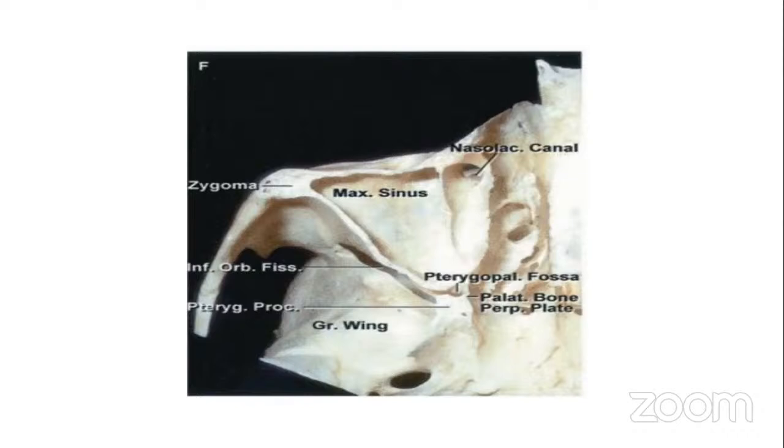Okay, so here the roof, basically the base of the orbit, is removed. It was usually formed by the orbital plate of the maxilla, the orbital plate of the palatine bone, and the orbital plate. It is being removed. Underlying it are the maxillary sinus, nasolacrimal canal, pterygopalatine fossa, palatine bone, and greater wing of the sphenoid, infraorbital fissure. And here's the zygoma. Here you can see the nasolacrimal canal.